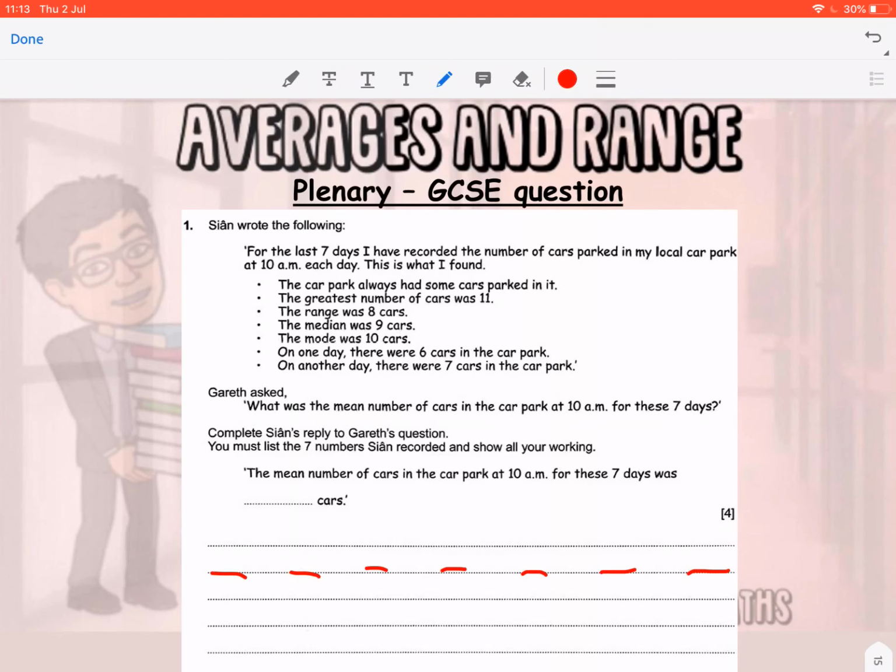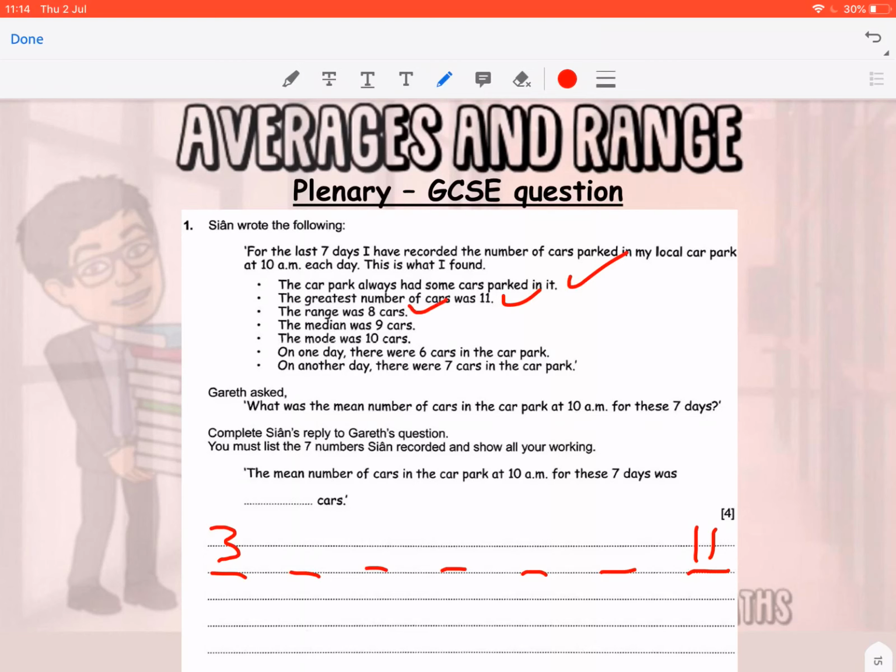Let's start from the top and work down. The car park always had some cars parked in it. That's not useful, but I'm going to note all of them have got to be 0 and above. The greatest number of cars was 11. So on my far right hand side, I'm going to fill in 11 because I know that's going to be the biggest number. The range was 8. What that means is the difference between 11 and the smallest number is 8. So 11 take away 3 makes 8. So the smallest number has to be 3.